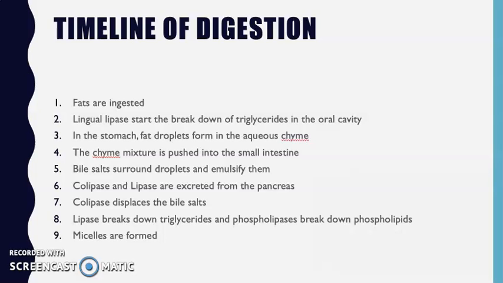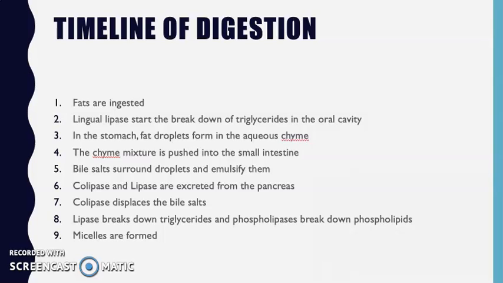A timeline of this digestion is that first fats are ingested, and after mechanical breakdown in the mouth, lingual lipase starts to break down triglycerides. It then goes down to the stomach, where fat droplets form in the aqueous chyme. Little to no fat digestion happens in the stomach. The chyme mixture is then pushed into the small intestine.